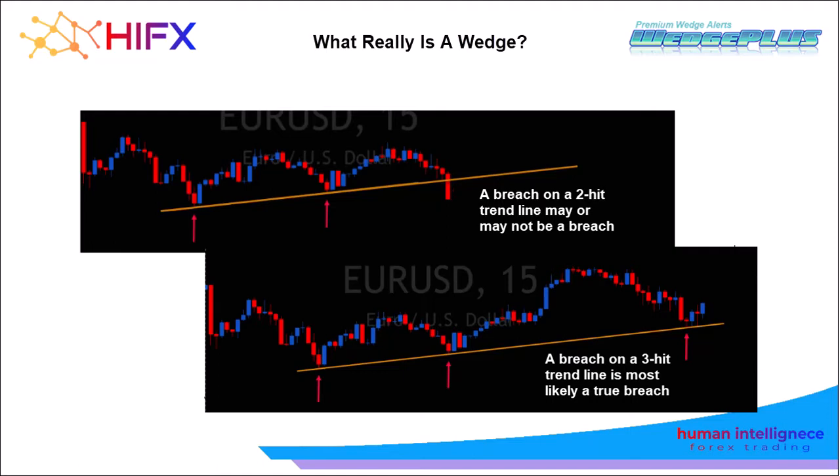So understand in the top of the graphic here, a breach on a 2-hit trend line may or may not be a breach. It may be just a deeper push, and really the trend line needs to be adjusted to accommodate it, skipping point 2, if you will. A breach on a 3-hit trend line after that third hit is most likely a breach. So I've got 3 hits now as drawn with that trend line. A breach that occurs after that third red arrow is a breach. Do you identify the difference between these 2 scenarios, right?